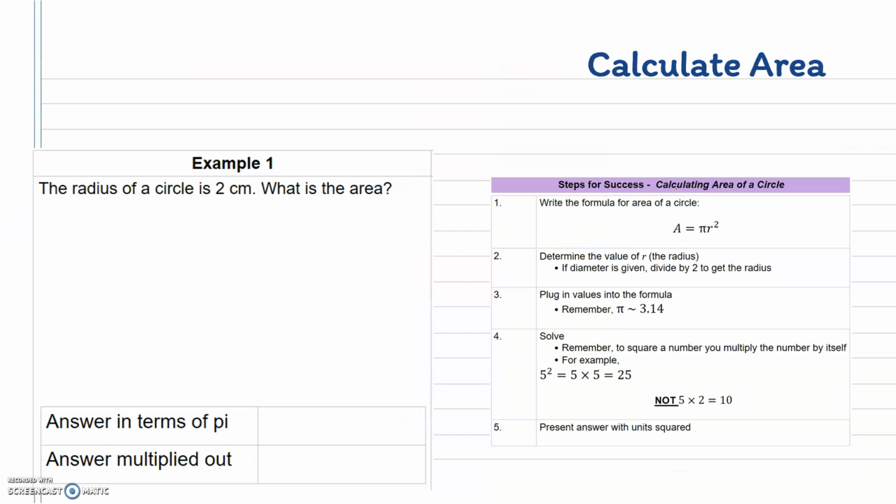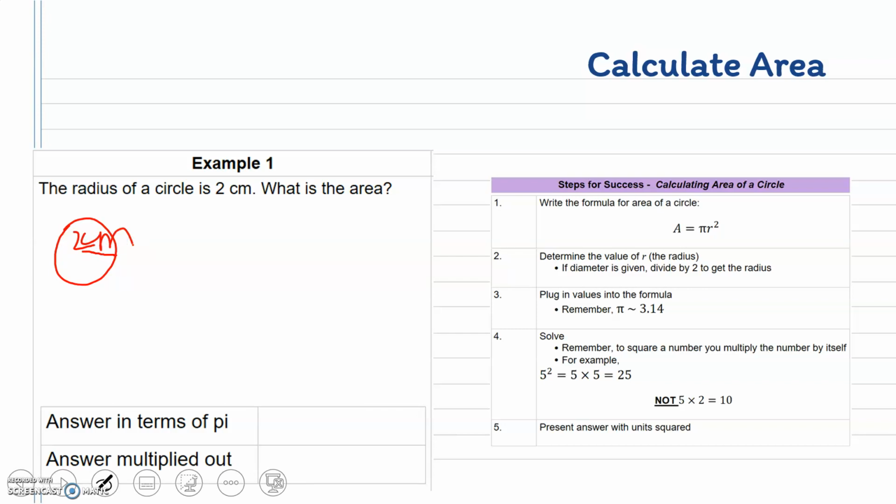Let's go ahead and start with some practice problems. So this first example says the radius of a circle is 2 centimeters. What is the area? If I'm going to draw myself a picture, my circle, remember my radius starts from the center to the edge. So this is 2 centimeters.